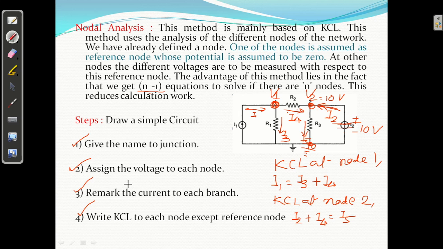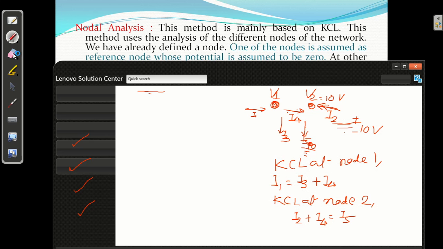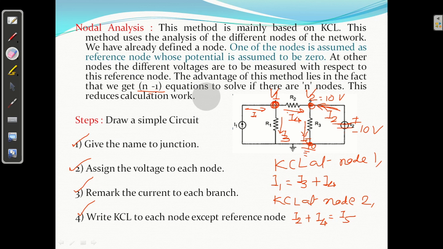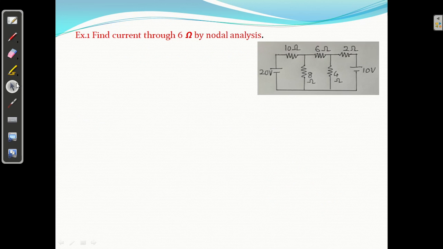Okay. So I am writing. This is the node voltage analysis method. Now I am going to solve one or two problems based on that. I'm going to solve one or two problems based on this nodal analysis. Okay, this is the example number 1. Find the current through 6 ohm resistance, this 6 ohm resistance, right? Okay, by nodal analysis. What are the steps? So what are the steps we will follow?